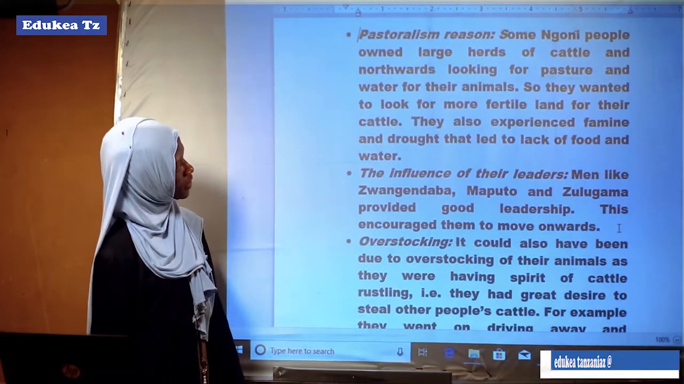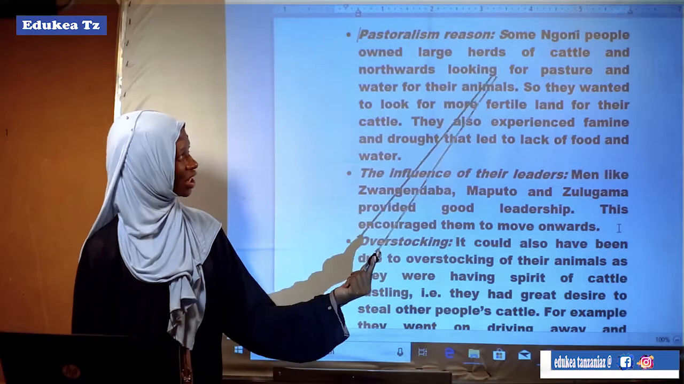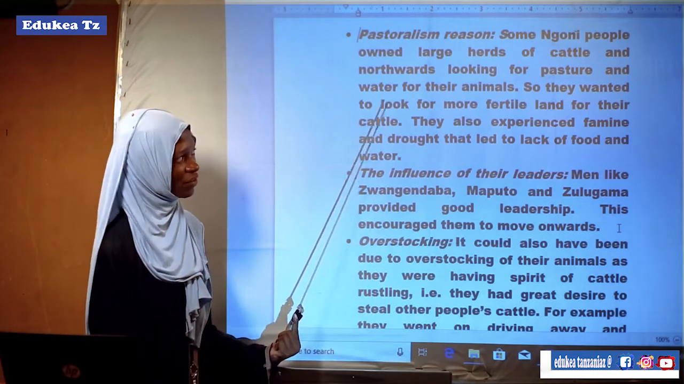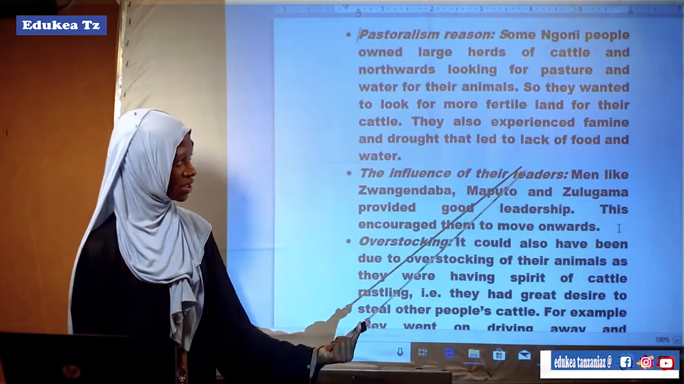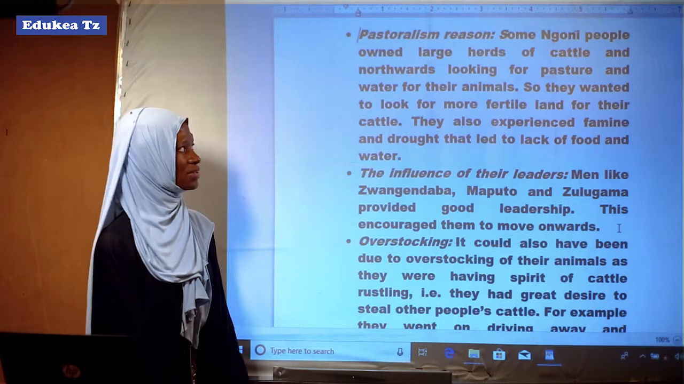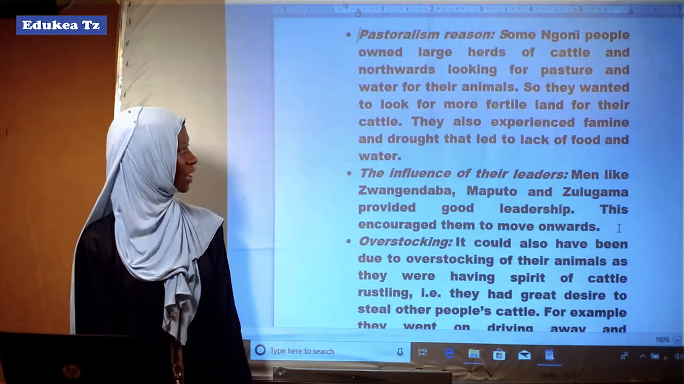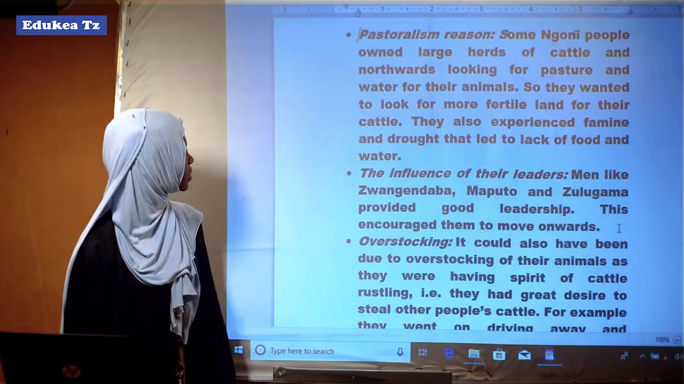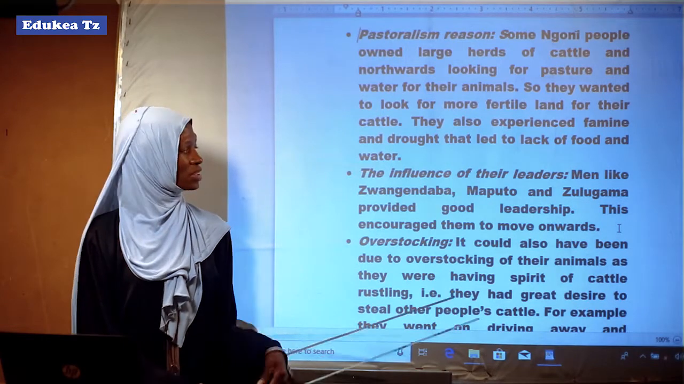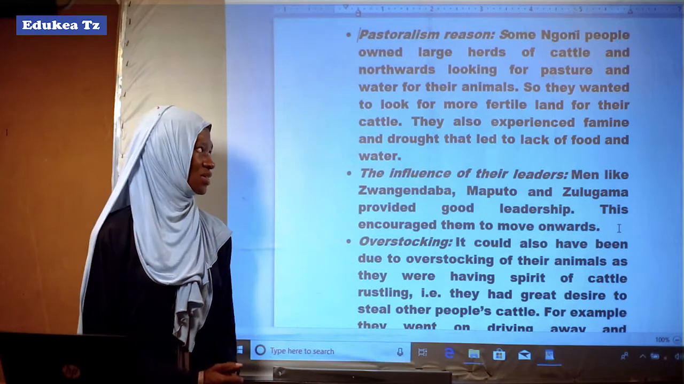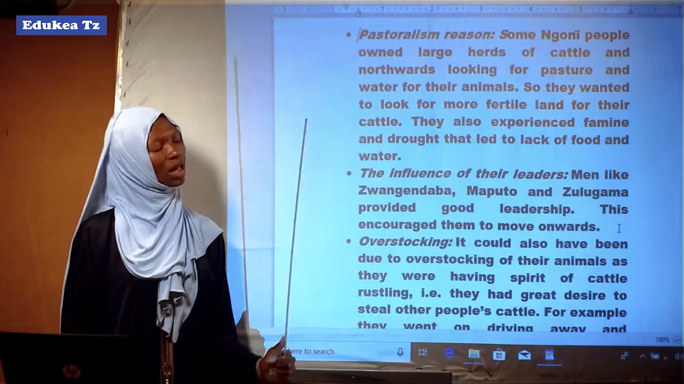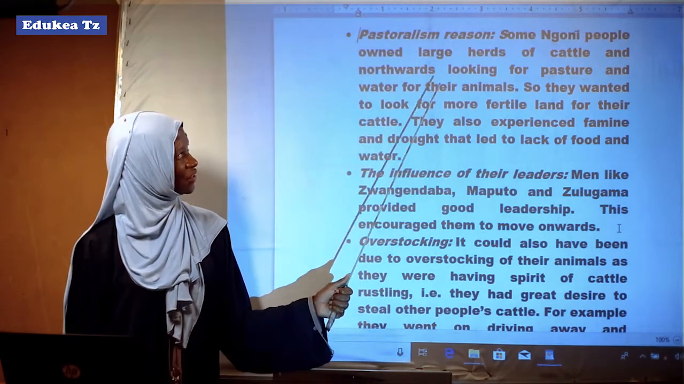The next reason is pastoralism. Some Nguni people owned a large herd of cattle and moved northward looking for pasture and water for their animals. So they wanted to look for more fertile land for their cattle. They also experienced famine and drought that led to lack of food and water. In pastoralism, cattle need enough water and food. So if there are drought and famine, their cattle will die. This made the Nguni shift from their homeland to the interior part of Africa, looking for water and food for their cattle.